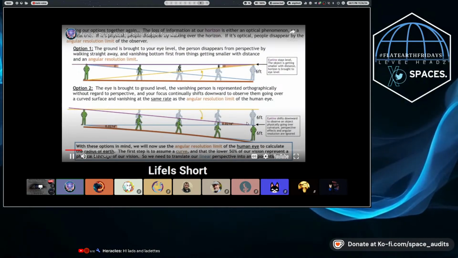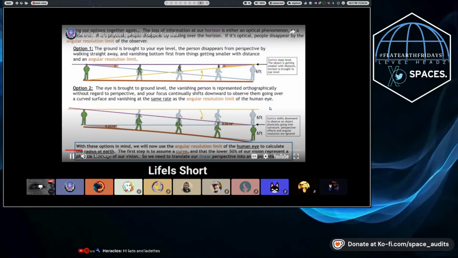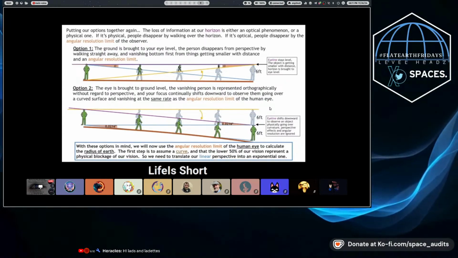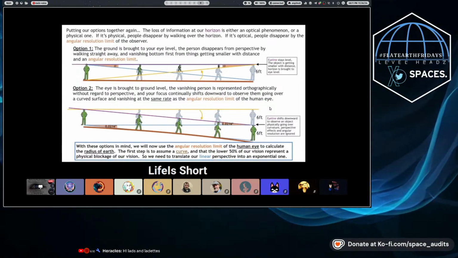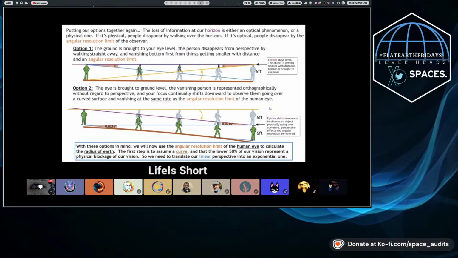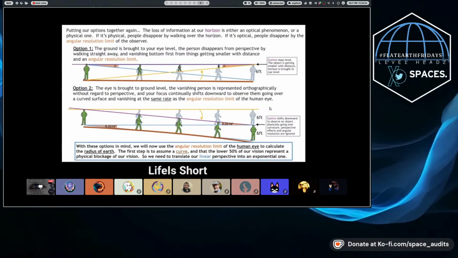So the orthographic and geometric, putting it together with the Earth curve, so you can see them side by side. The loss of information at our horizon, just to restate our argument, is either an optical phenomenon or a physical one. If it's physical, they disappear by walking over the horizon. And if it's optical, people disappear by the angular resolution limit of the observer.